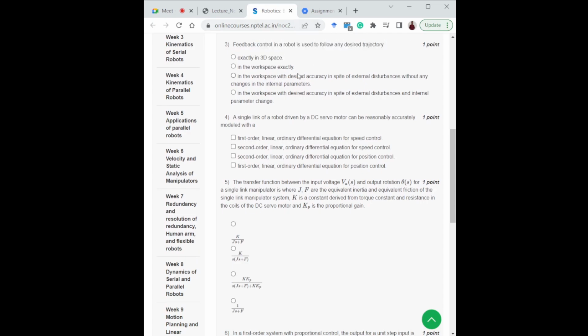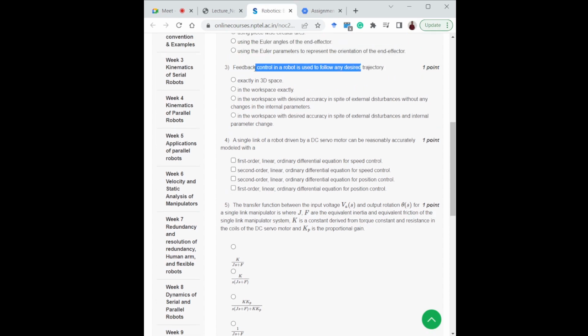And like all this feedback control, it is very difficult, almost not possible, to follow any trajectory exactly. So again, you can only follow a trajectory up to a desired accuracy. But again, with and without external disturbances, in both the cases your approach would be different.